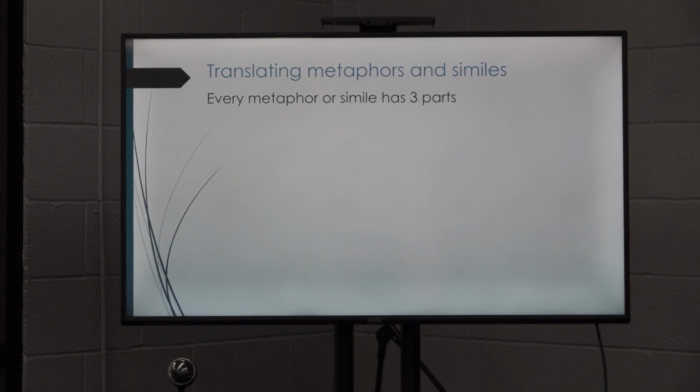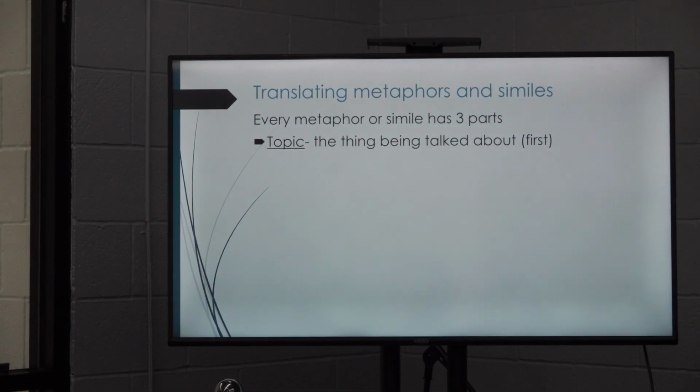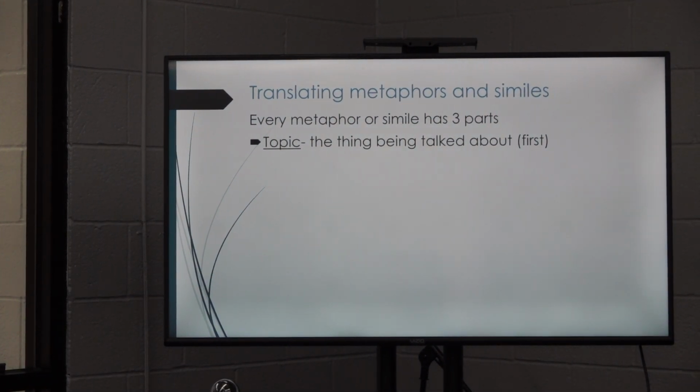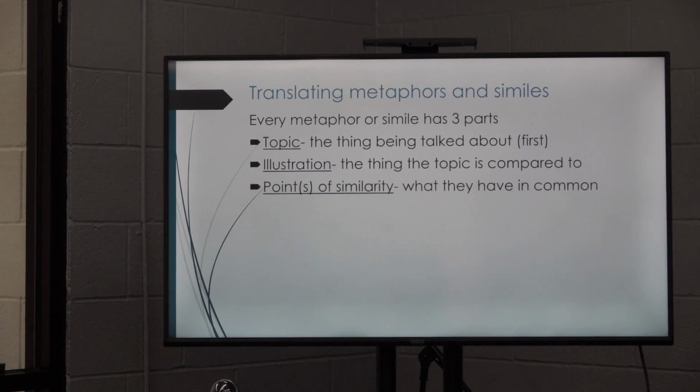So if we look at these metaphors and similes, every one of them has three parts. One part is the thing that's being talked about, and it's usually mentioned first. In the picture that I showed you, the raging sea would be the topic. Then the thing it's being compared to is the illustration, and that would be the raging bull. Sea and raging bull. Then you think, how are these things similar? What do they have in common? And that's the point of similarity. So each one of them has these three parts.